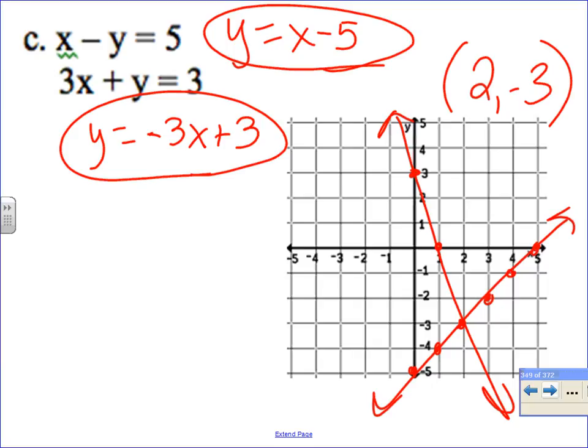You minus x on both sides, Briar. So then you have -y equals -x plus 5. Divide everything by -1. You okay? Matt?